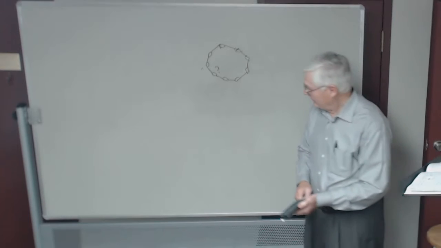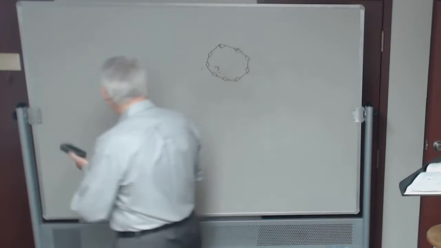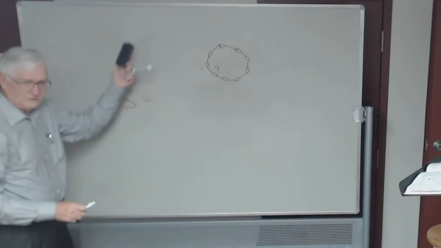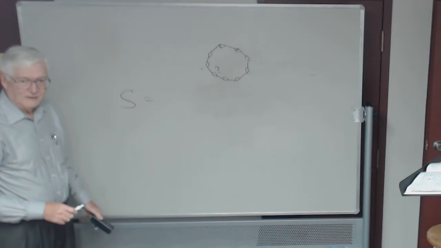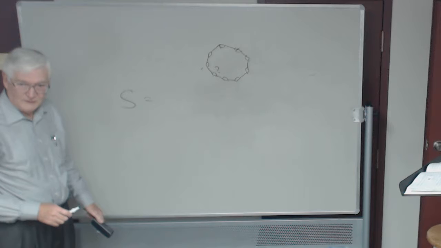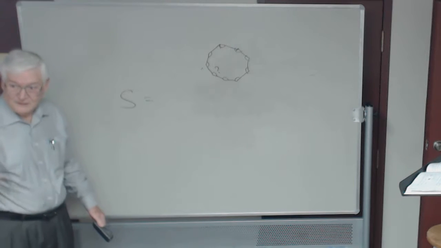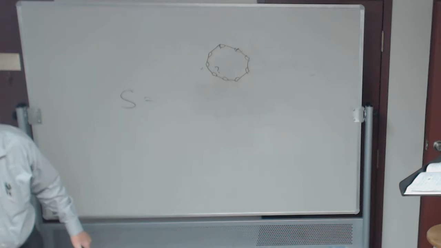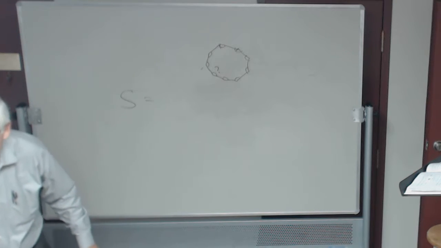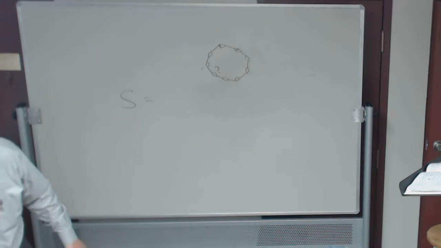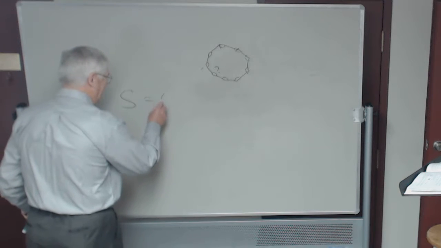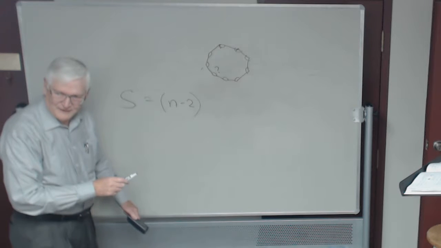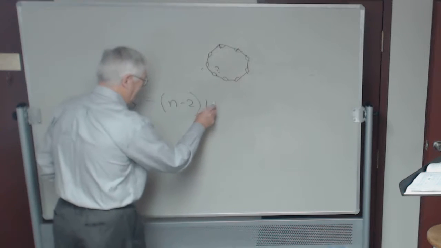Do any of you know this formula for the sum of the measures of the angles of a polygon? You don't? The sum equals N minus 2 times 180. Say that again. N minus 2 times 180.